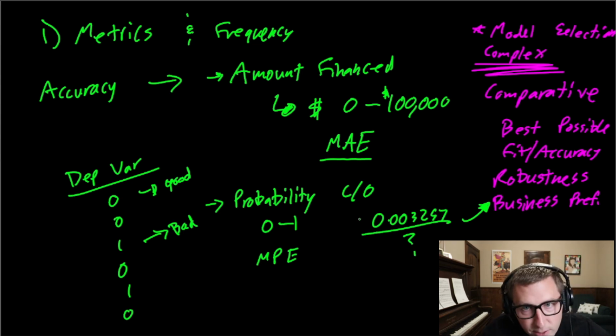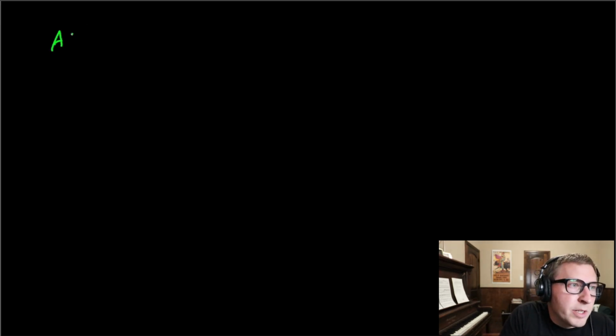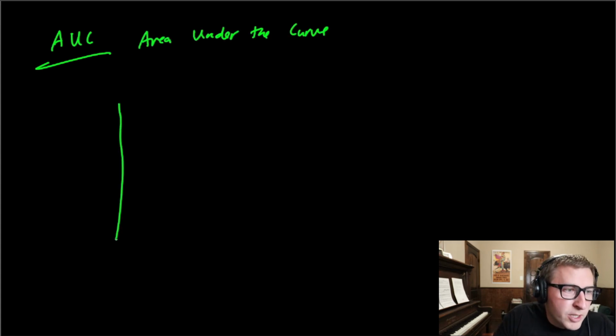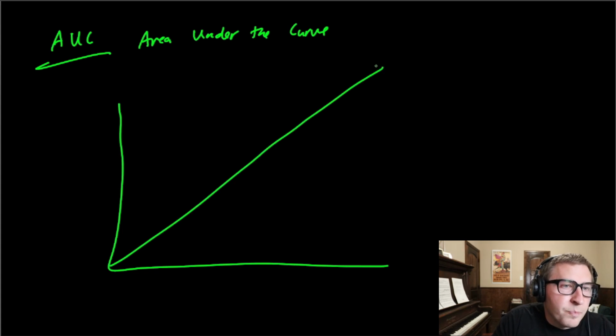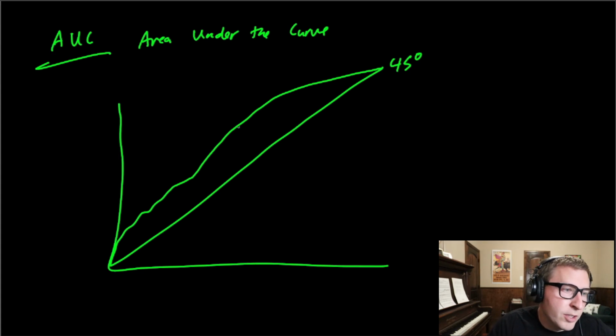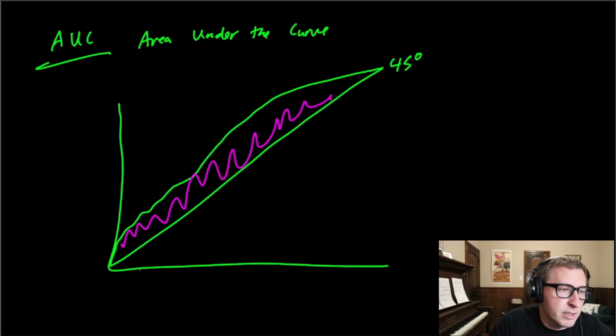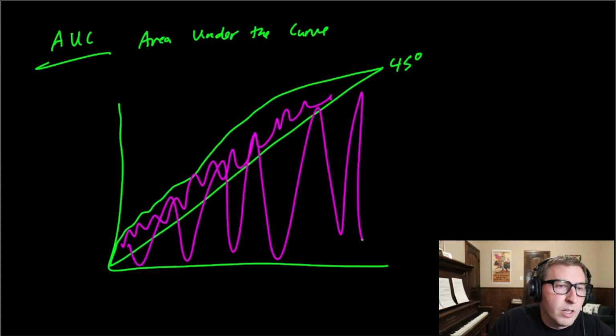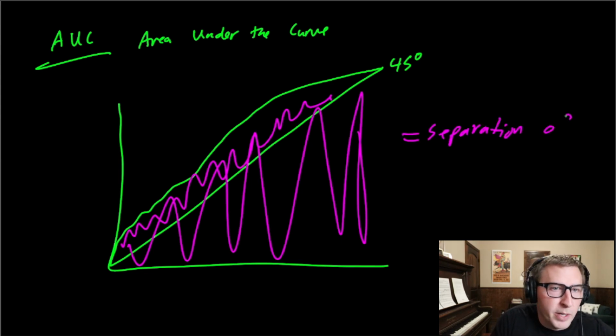So let me get another screen. You might have metrics like AUC. So this is going to be called area under the curve. And I'm not going to get too much into the specifics of this. But this is a line at 45 degrees. You have some sort of line like this. And the area underneath of this curve here, the sum of this area right here, this value represents separation of your goods and bads. So this would be 0 and 1.